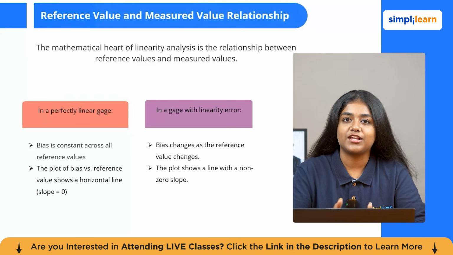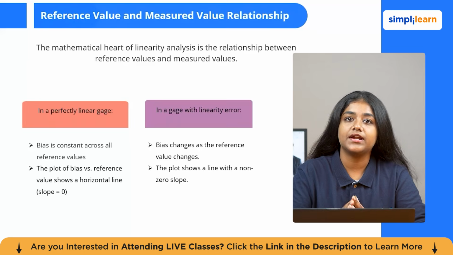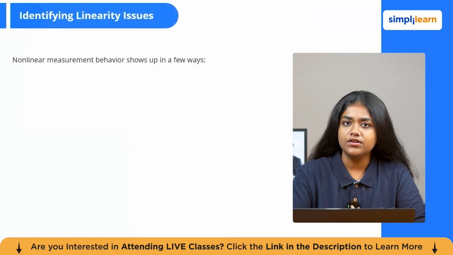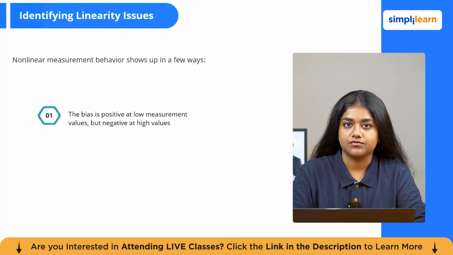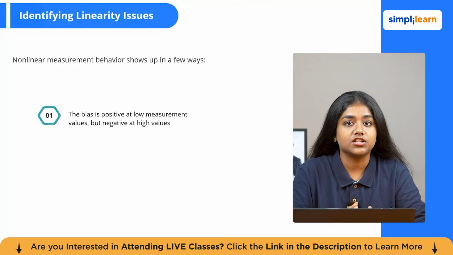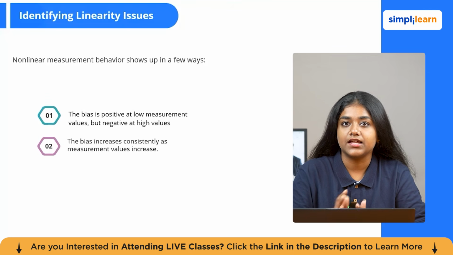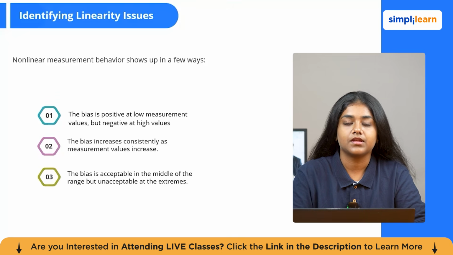So that's about reference value and measured value. Now let's understand how to identify linearity issues. So how to recognize a linearity problem in practice? Nonlinear measurement behavior shows up in a few ways. The bias is positive, that is, the gauge reads high at low measurement values, but negative, the gauge reads low at high values, or vice versa. Next, the bias increases consistently as measurement value increases. Or the bias is acceptable in the middle of the range but unacceptable at the extremes. Each of these patterns has implications for how you use and correct the measurement system.